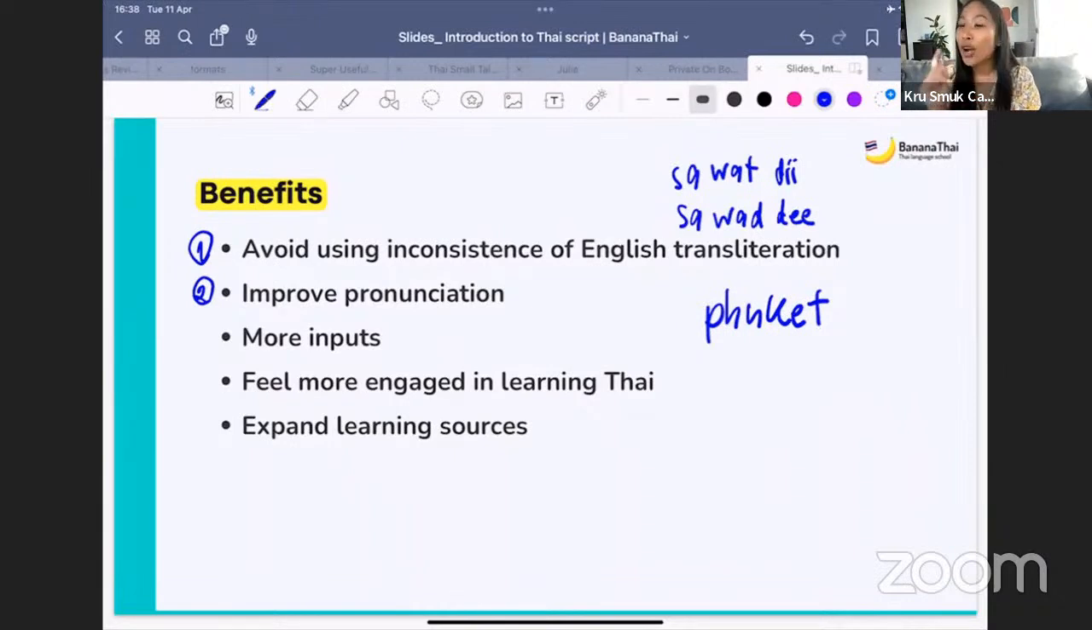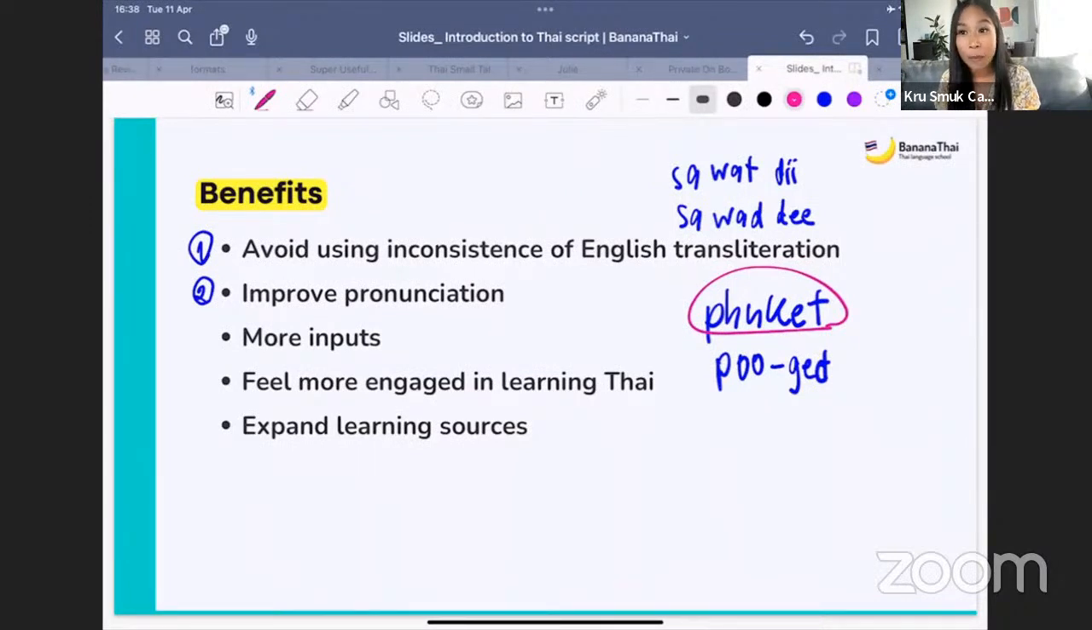Okay, so the correct pronunciation of this beautiful island is Phuket. It's almost like this, Phu, and then get like this, right? Like Phuket, something like this. But because of the way we write it, people, especially native English speakers, say Phuket.